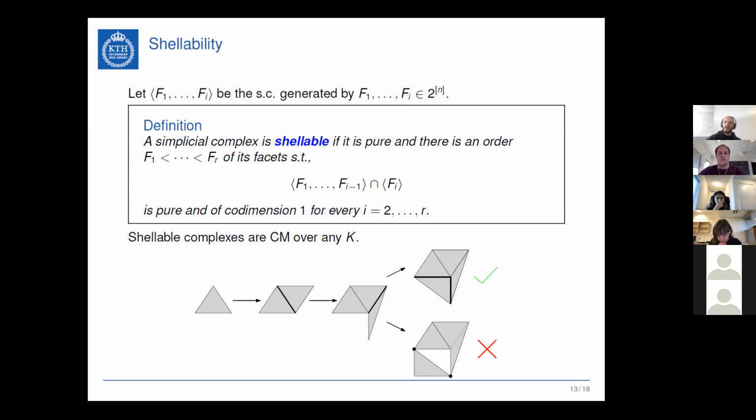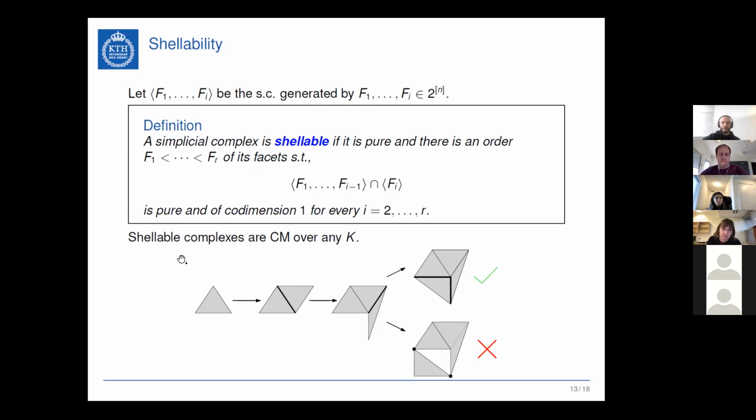So if you remember, the last property for the simplicial complex was the Cohen-Macaulay property. Now let me give you something stronger than Cohen-Macaulay. This property is shellability. A pure simplicial complex is shellable if I can order its facets in a way that whenever I intersect the ith facet with the simplicial complex generated by the first i minus 1, I get something that is pure and of codimension 1.